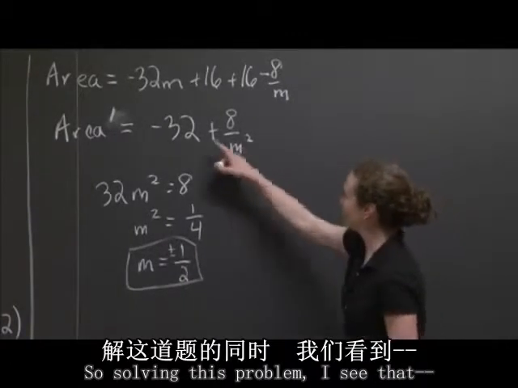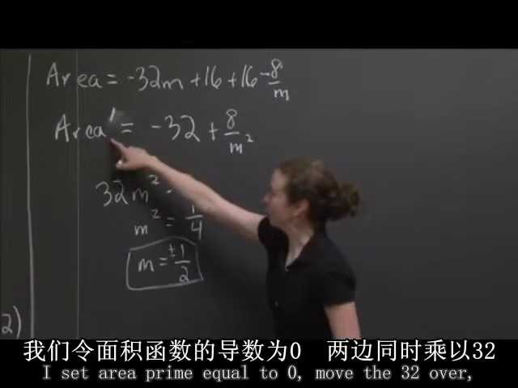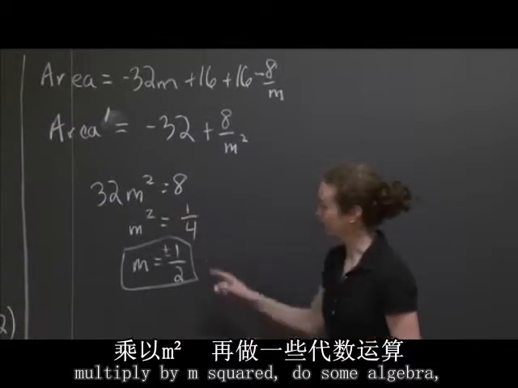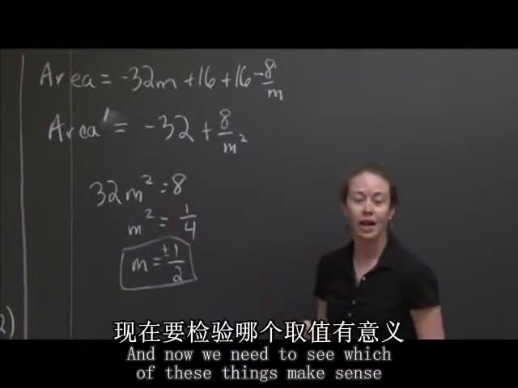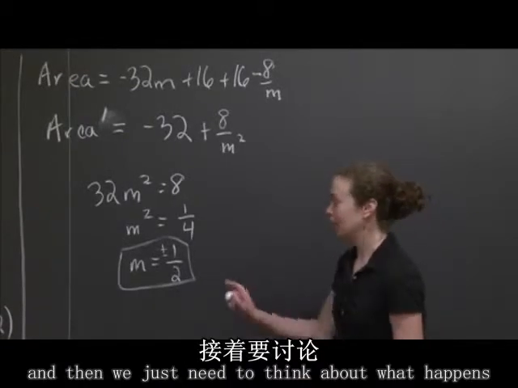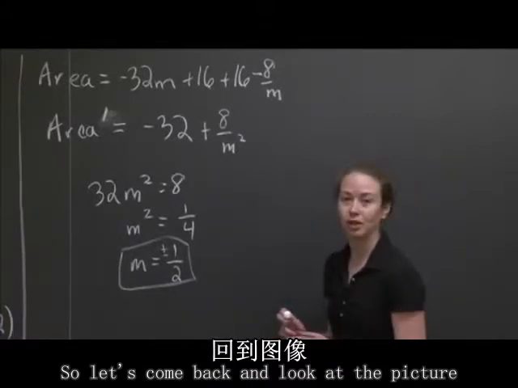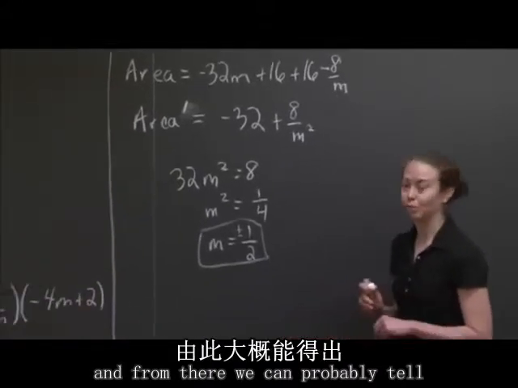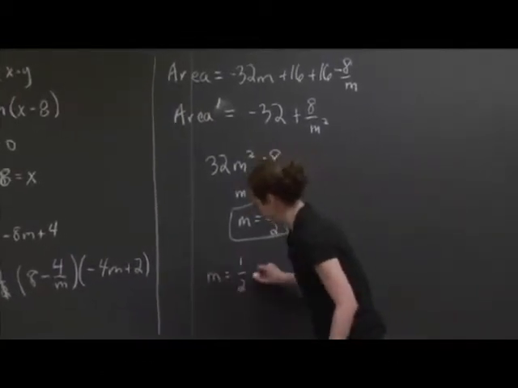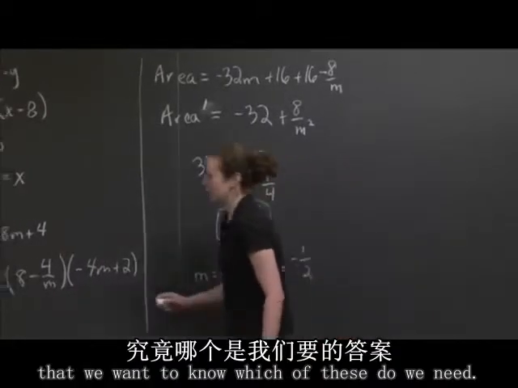So solving this problem, what did I do? I set area prime equal to 0, move the 32 over, multiply by m squared, do some algebra, and I get m is equal to plus or minus 1/2. And now we need to see which of these makes sense, and then we need to think about what happens as m goes to its extreme values. So let's come back and look at the picture, and from there we can probably tell which of these answers we need. So it's m equals 1/2 or m equals minus 1/2 that we want to know. Which of these do we need?